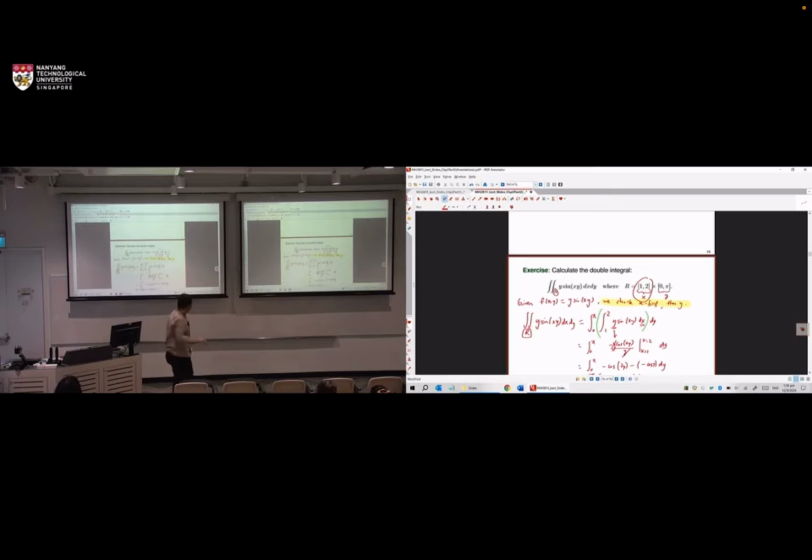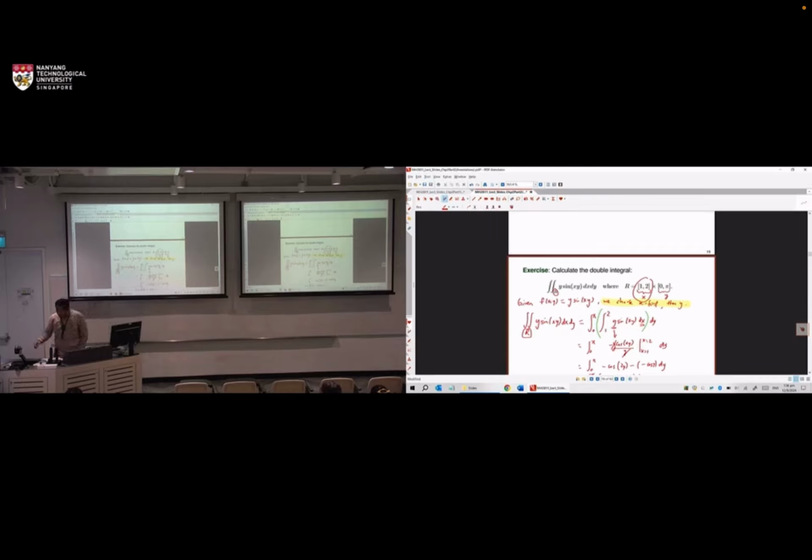Then outside will be 0 to pi and your dy, because your y is from 0 to pi. Now we handle the inside first. The minus y over y, cosine xy, the y can cancel off. Here x goes from 1 to 2. You sub in x equal to 2, and sub in x equal to 1, and you minus off.